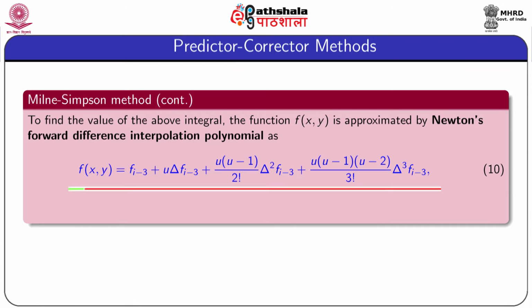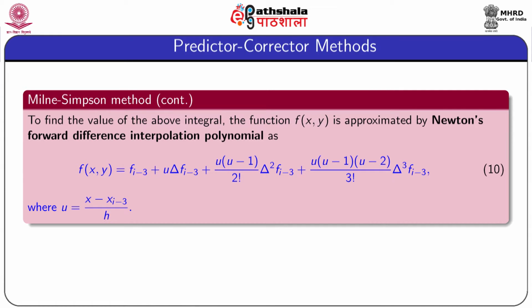f(x,y) = f_{i-3} + u Δf_{i-3}, where Δ is the forward difference operator, plus u(u-1)/2! Δ²f_{i-3} plus u(u-1)(u-2)/3! Δ³f_{i-3}, where u = (x - x_{i-3})/h.